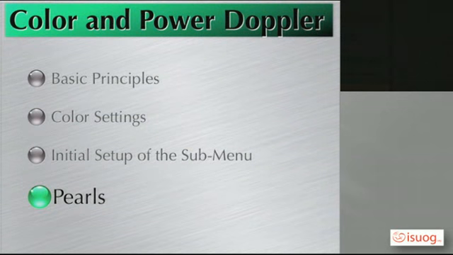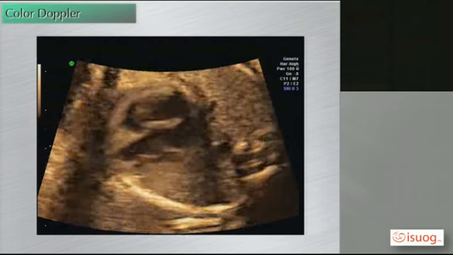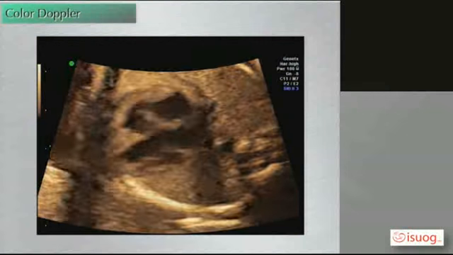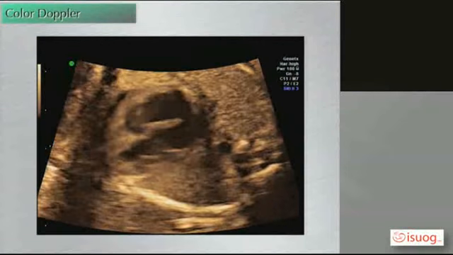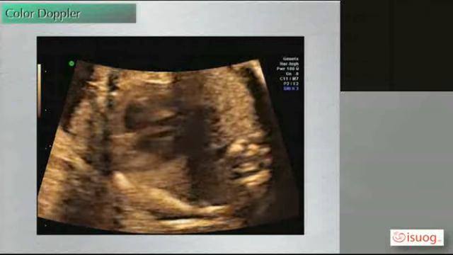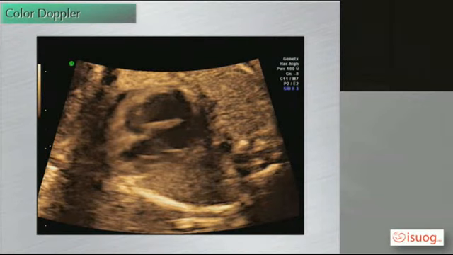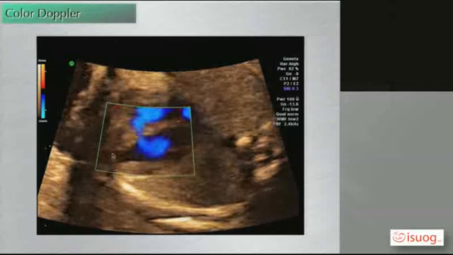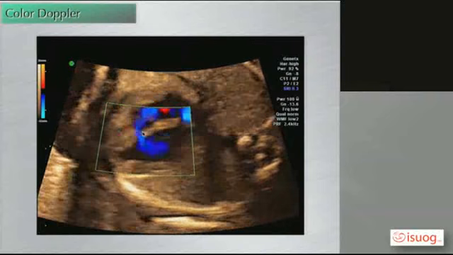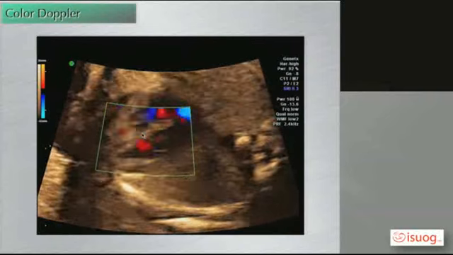This section contains pearls that may be useful as you consider using color Doppler ultrasound. This is the 4-chamber view of a 24-week fetus. Do you see any evidence of an abnormality? The color Doppler demonstrates 2 findings. First, there is a pericardial effusion. Second, there is a ventricular septal defect.